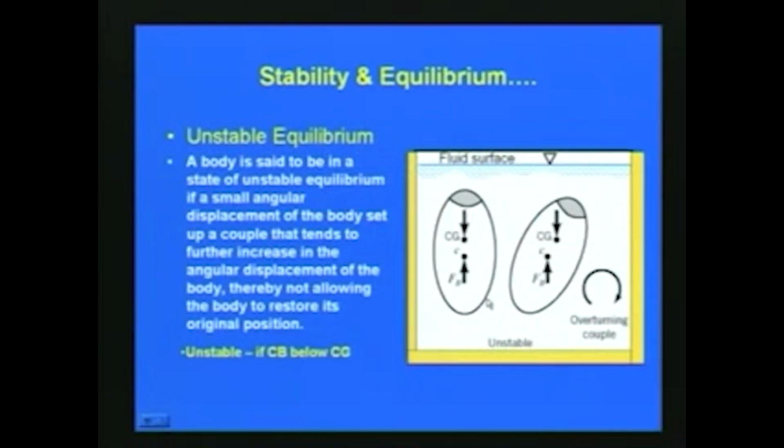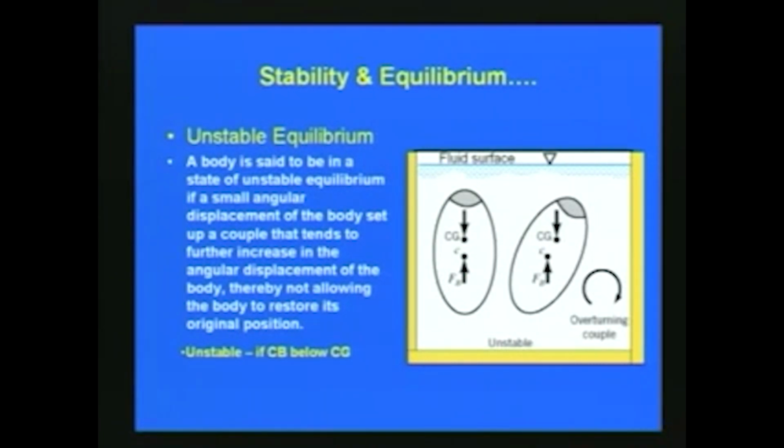Then unstable equilibrium: a body is said to be in a state of unstable equilibrium if a small angular displacement of the body sets up a couple that tends to further increase the angular displacement of the body, thereby not allowing the body to restore its original position. This is the so-called unstable equilibrium. Here we will just see a small experiment.